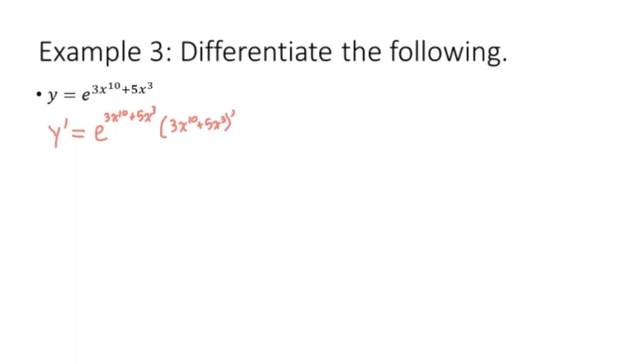Now for the derivative of the 3x to the 10th plus 5x cubed, 3 and 5 are constant multipliers, x to the 10, x to the cubed are power functions since the base is a variable. So applying power rule, we get that the derivative of 3x to the 10th plus 5x cubed is 30x to the 9th plus 15x squared. So y prime will equal e to the 3x to the 10 plus 5x cubed times 30x to the 9th, 15x squared.